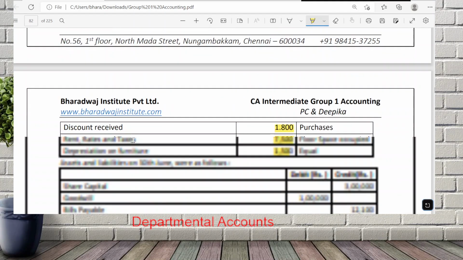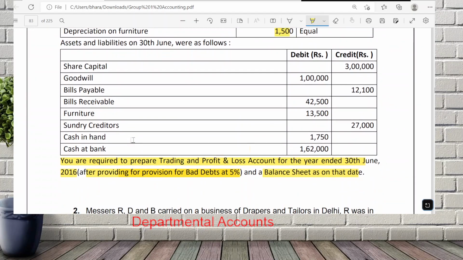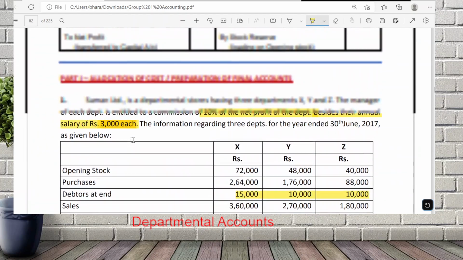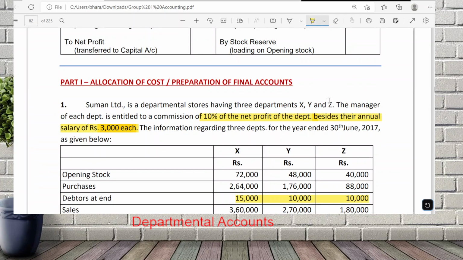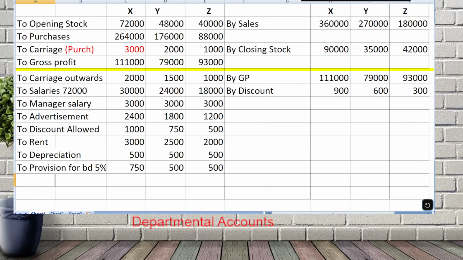It's not over. Look at the first two lines of the problem. The manager is entitled to a commission of 10% of net profit besides their annual salary. Which means you have to work out the net profit roughly and work out the commission. So, commission.